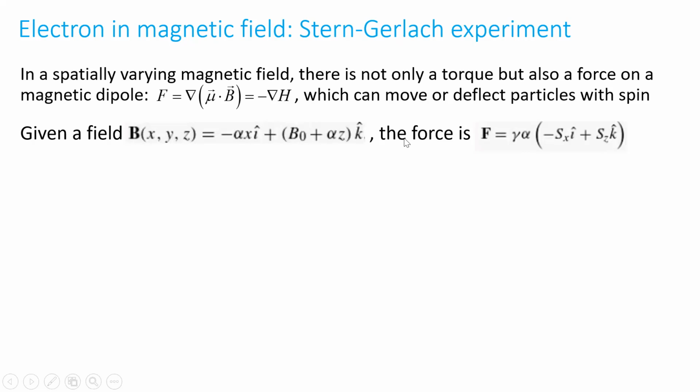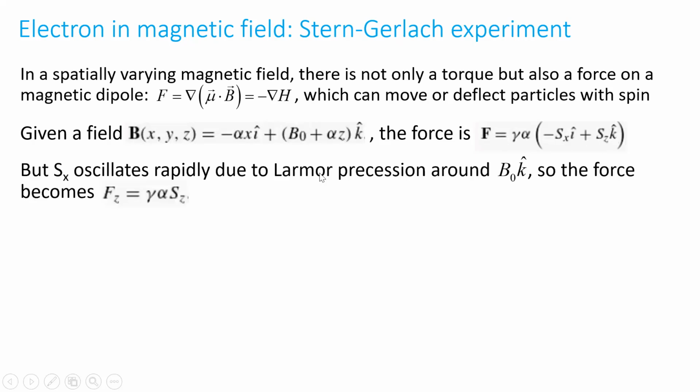Anyway, the force turns out to be, if you apply this gradient of mu dot B, using mu equal gamma S, on this function here and dot it with B, and go through a little bit of algebra, you get a force. The only terms which contribute are the terms varying with x and z. The constant term, B0, doesn't contribute. So you get gamma alpha times minus SX i plus SZ k.